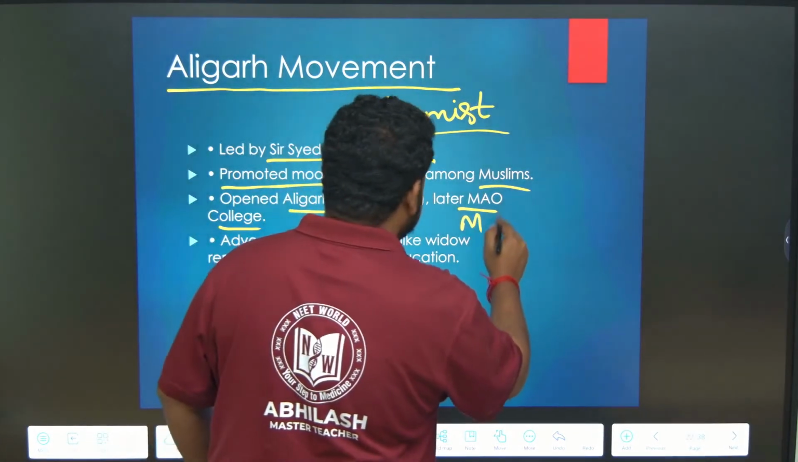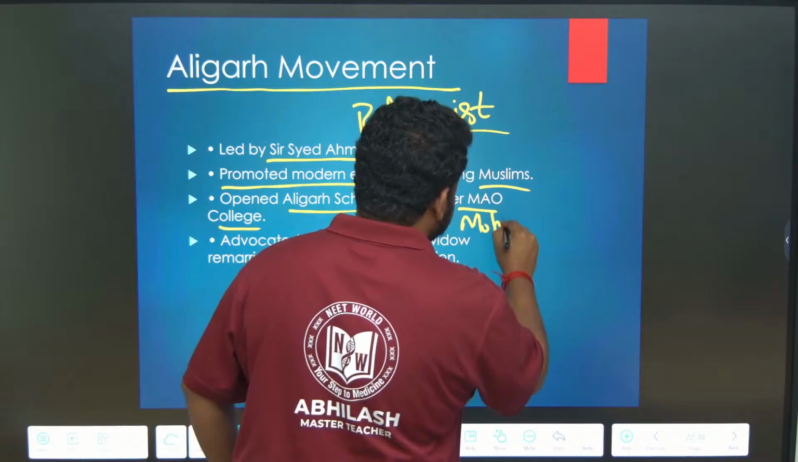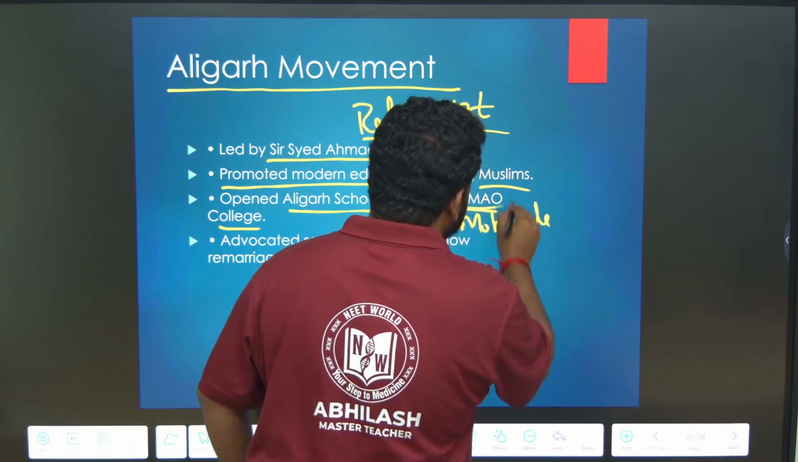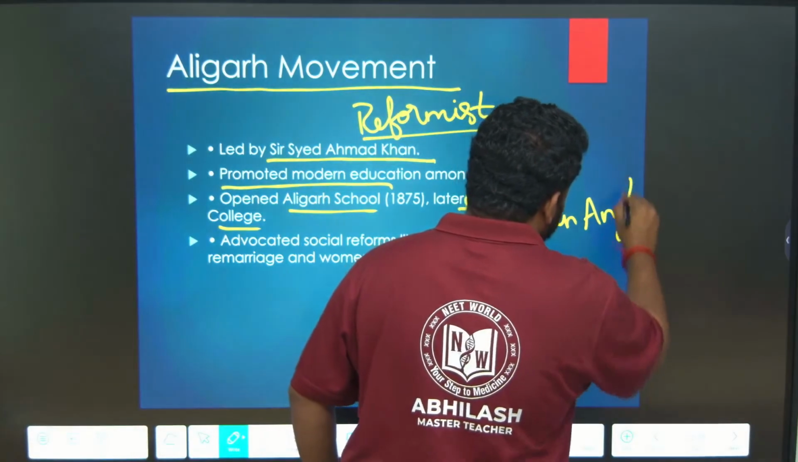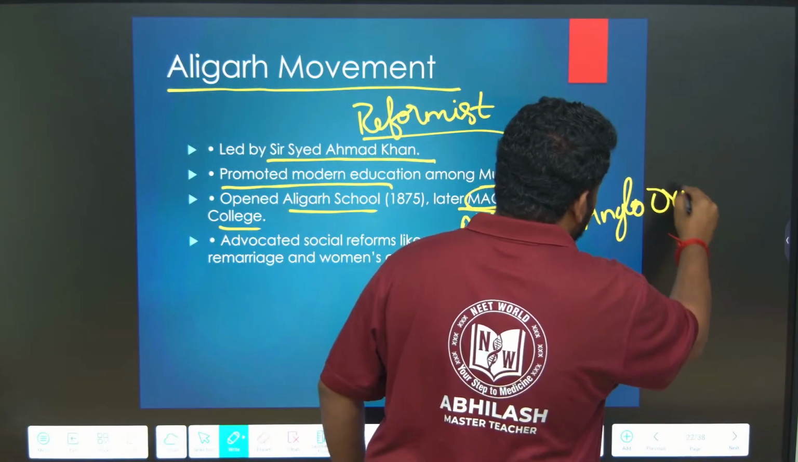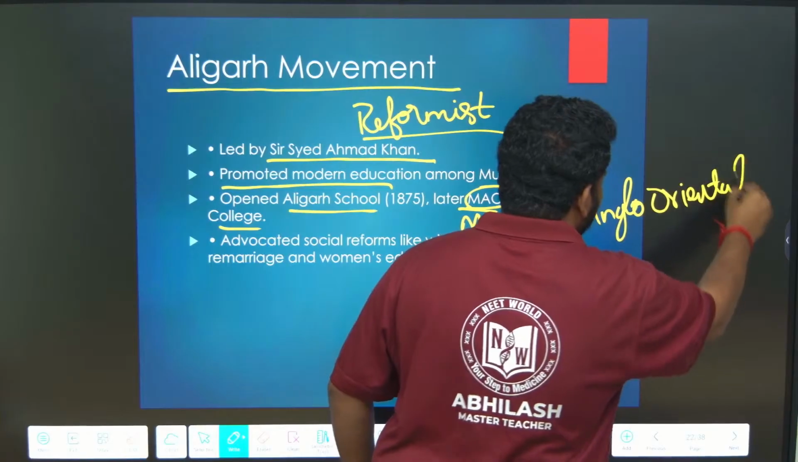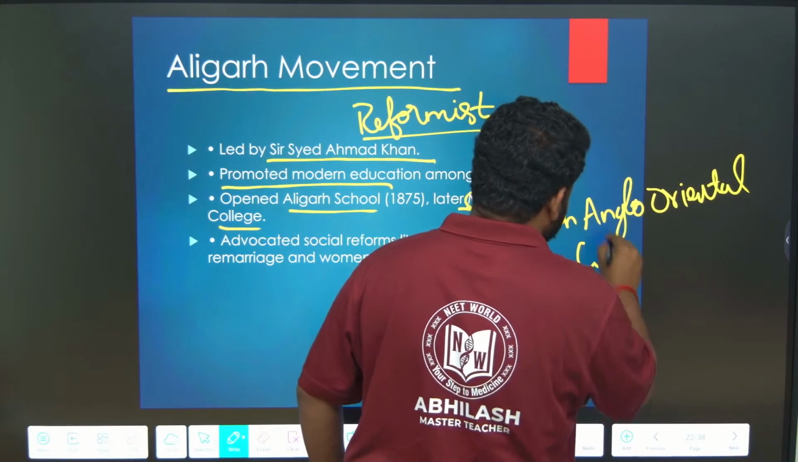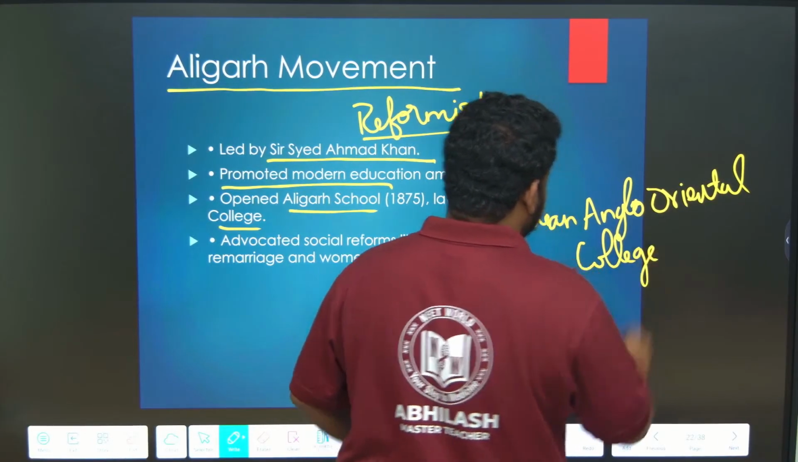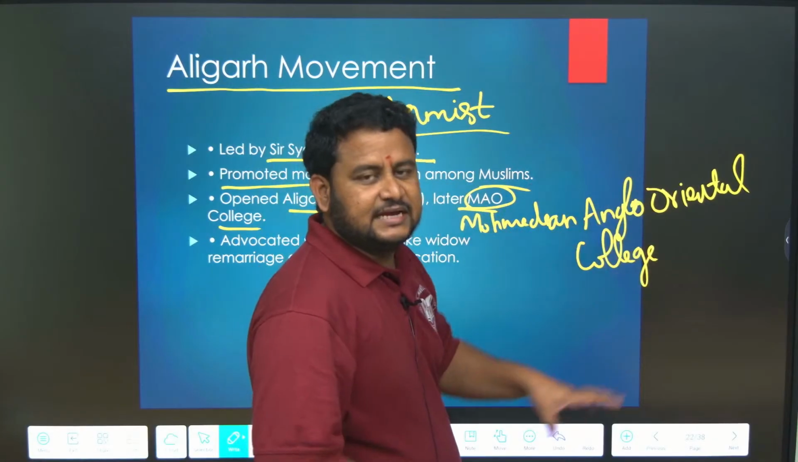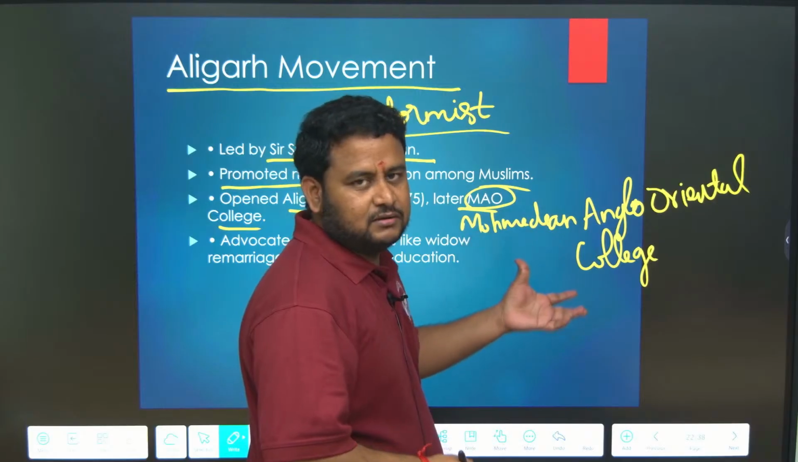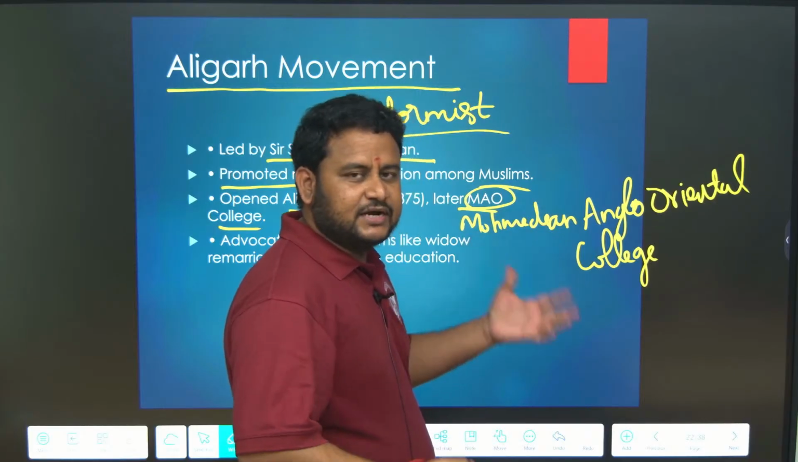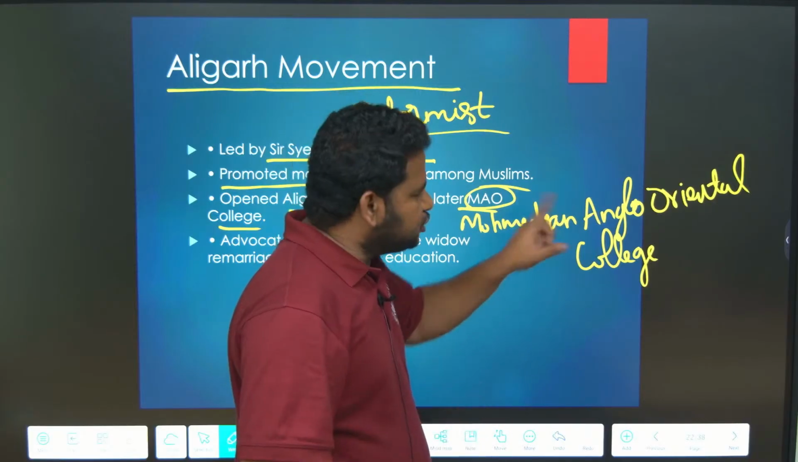Later it was renamed as Mohammedan Anglo Oriental College. MAO means you have to understand Mohammedan Anglo Oriental College. That is, having English education among the Muslims at the college level, even at the school level, but he advocated that at least at the college level there should be English.